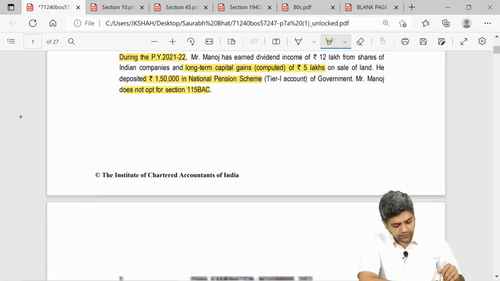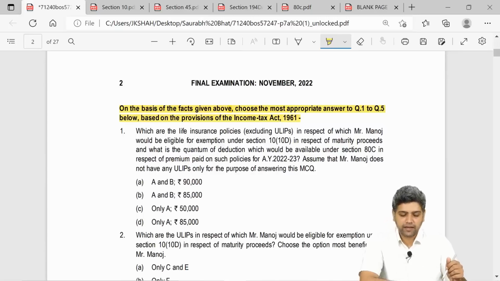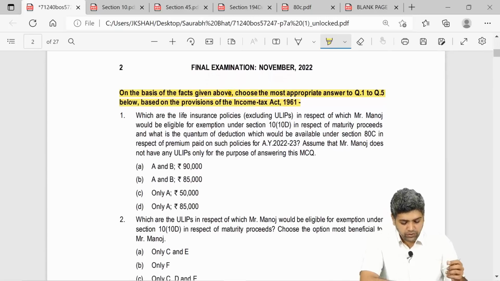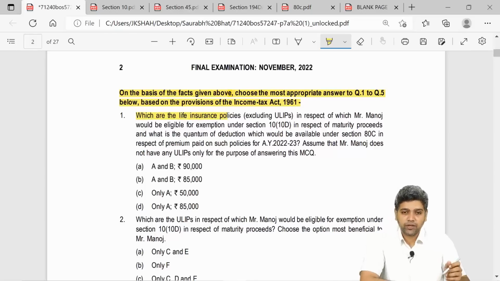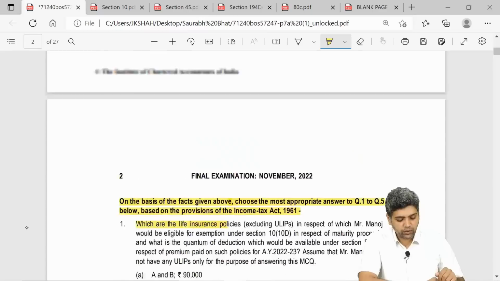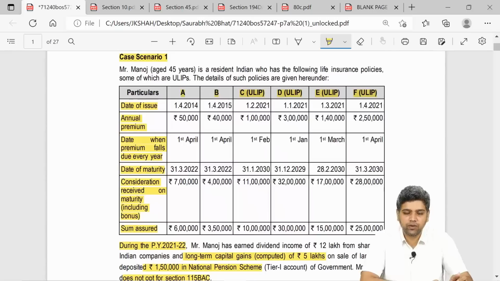After that, they say, on the basis of facts given above, choose the most appropriate answer to question number 1 to 5 below based on provisions of Income Tax Act 1961. Which of the life insurance policies excluding ULIPs? Now they are asking us in this MCQ to exclude ULIP. As we know that 6 policies are given, out of which 4 are ULIPs. So the first MCQ restricts us to policy number A and B.